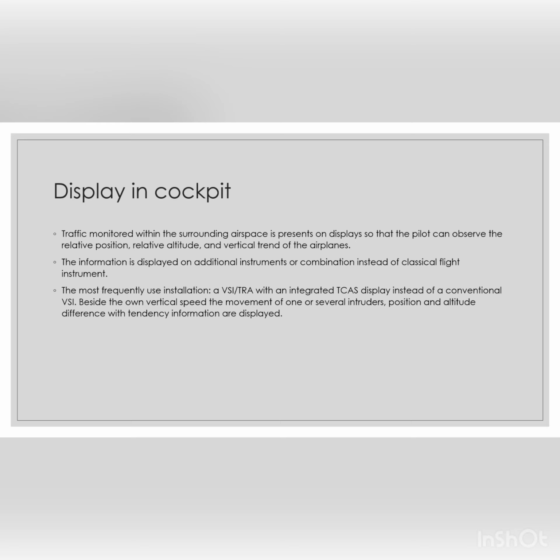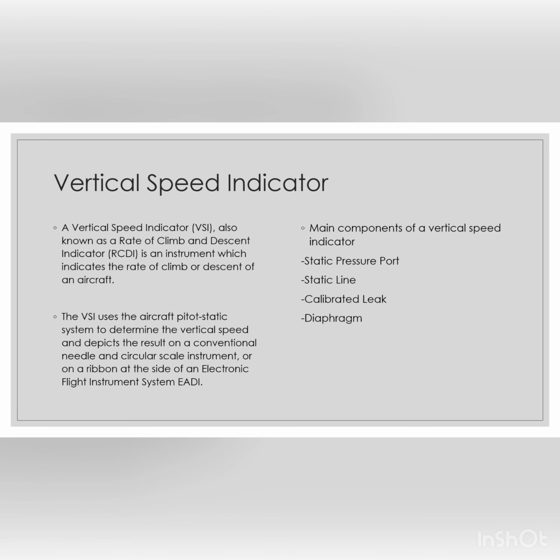So, the most used installation is by VSI and TRA, which we are going to explain on the next slide. These boards will be integrated on the TCAS display instead of a conventional VSI. So, what is it? VSI, vertical speed indicator, also known as a rate of climb and descent indicator, RCDI, is an instrument which indicates the rate of climb and descent of an aircraft.